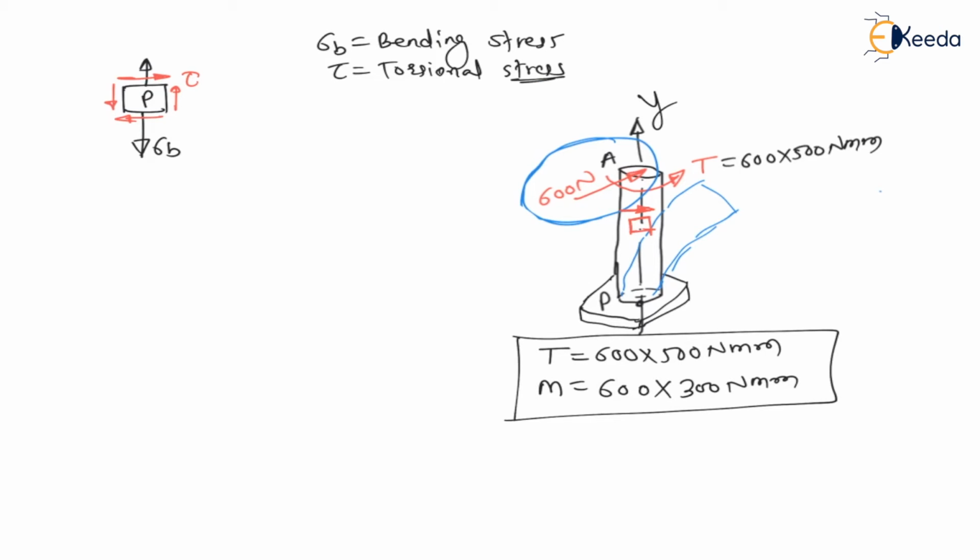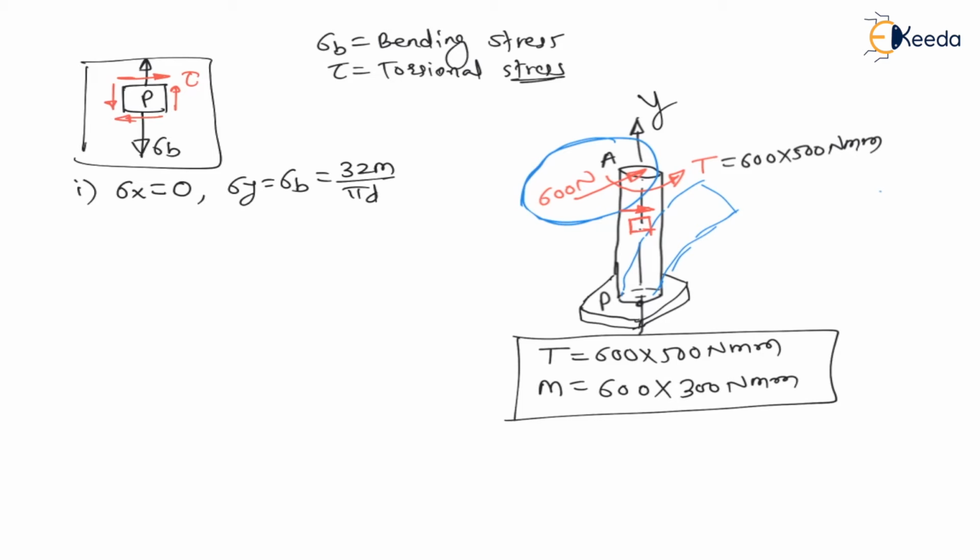Now, how to find this torsional shear stress? This is the first question. The first question is to find stresses at point P. So, we will solve for the first question. The normal and shear stress in MPa at point P are. See, at point P, the normal stress sigma x along x direction is 0, along y direction sigma y, which is nothing but sigma b, and the formula for sigma b is 32 M upon pi d cube. Now in the question, do one correction. In the diagram the diameter is given as 30 mm. That I forgot to mention.